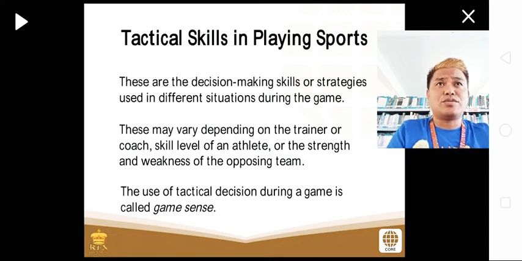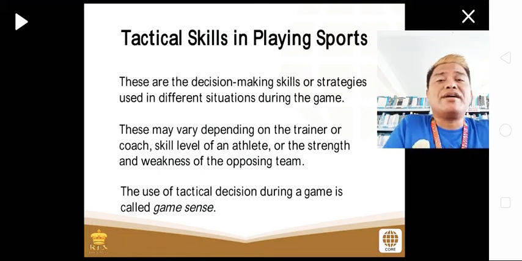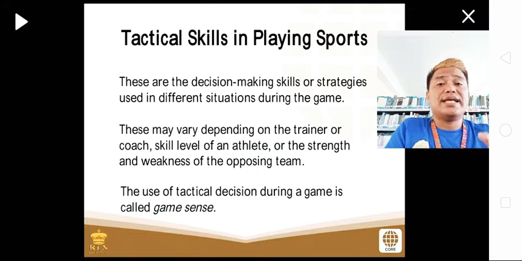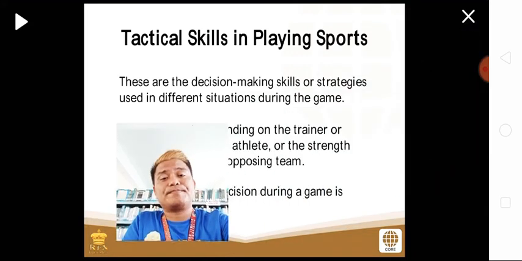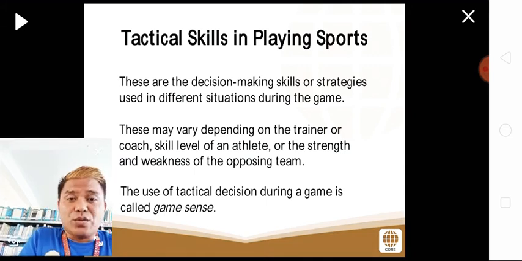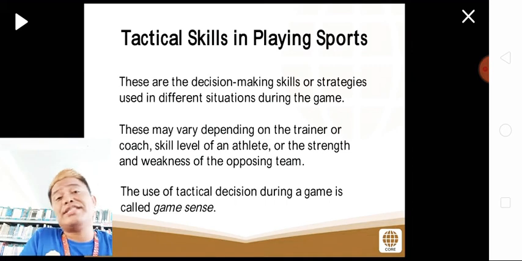Dapat pakita yan sa coach pag on the game na. This may vary depending on the trainer or coach, skill level of the athletes, or the strengths and weaknesses of the opposing team. Dapat alam mo yung mga weaknesses ng players.